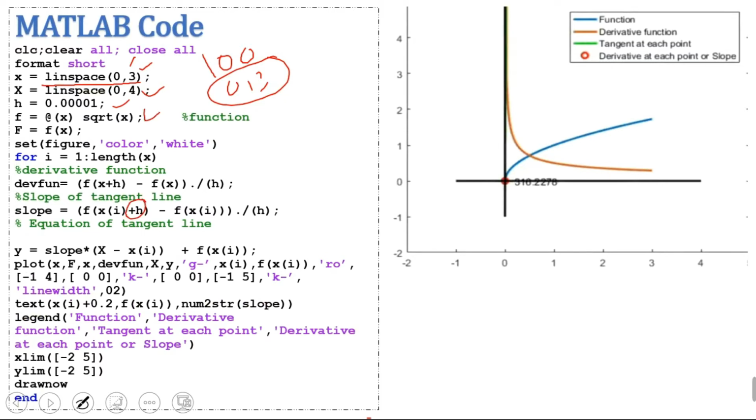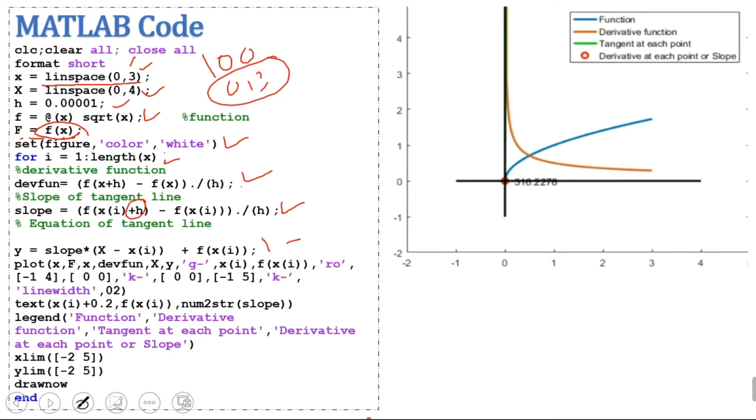And this is the given function, square root. We find the value of the function f of x at each x. This command is for setting the figure color to white. Now we use a for loop for i equal to 1 to length of x, and this is the derivative function. This will give us the slope of the tangent line at each point, and this is the equation of a tangent line.